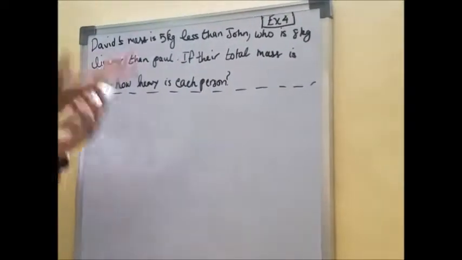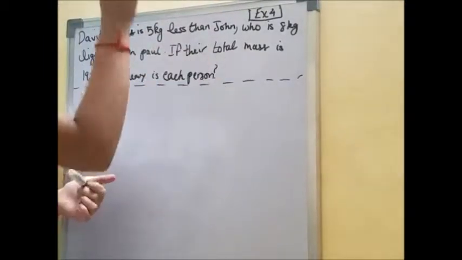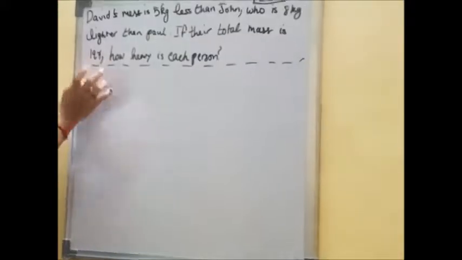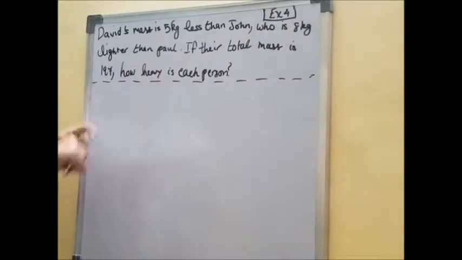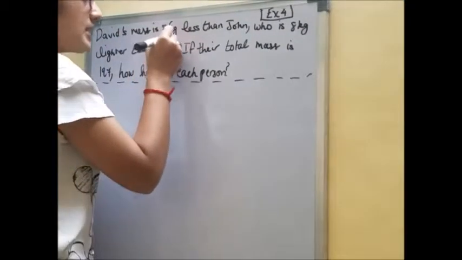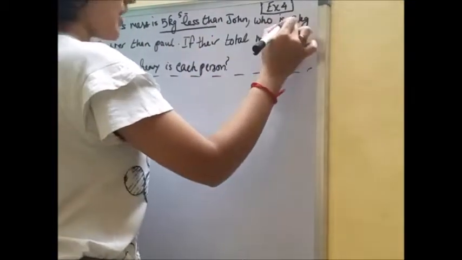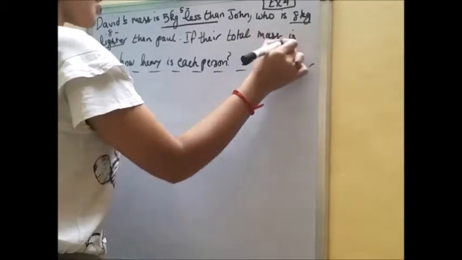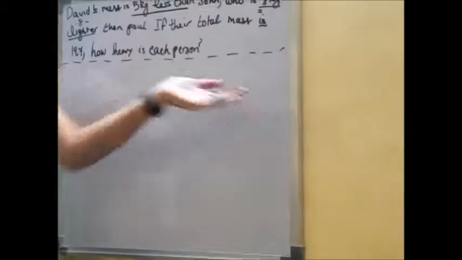So this is more of a harder question. This says David's mass is 5 kg less than John, who is 8 kg lighter than Paul. If their total mass is 197, how heavy is each person? So I'm going to underline the key terms. 5 kg less than him, who is 8 kg lighter than Paul, and the total mass will be equal to 197. So we know that 197 is going to be on the right side. We have to find how heavy is each person.